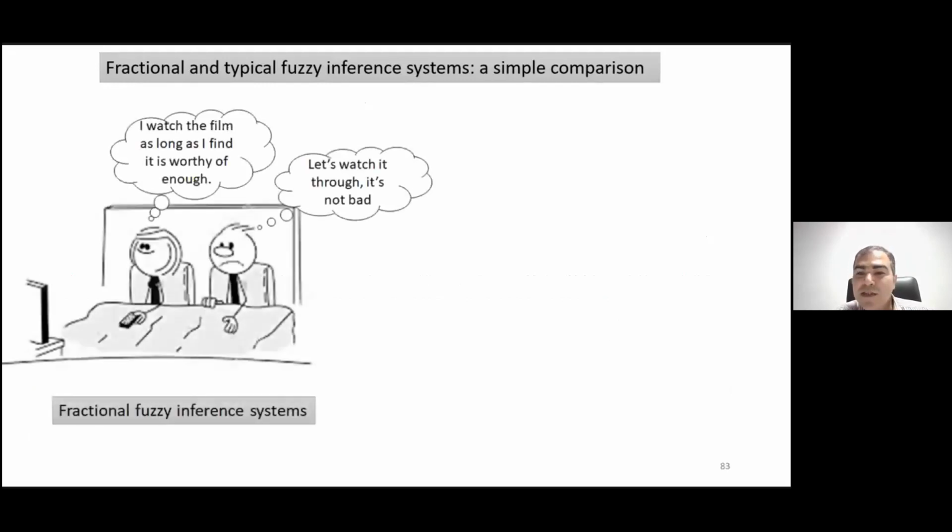In the case of this couple, perhaps the lady may change the channel, but the man disagrees and says, let's watch it through. It's not bad. But the lady says, I watch the program as long as I find it is worthy enough. So the lady's behavior in reasoning might be viewed as similar to the reasoning mechanism of a fractional fuzzy inference system.